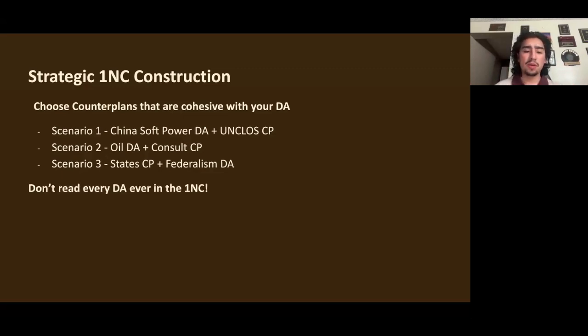Don't read every disad ever in the 1NC. I'm just giving you scenarios. You don't have to read six different disads and then pair it with six different counterplans. Unless you're really fast, then you can do that.